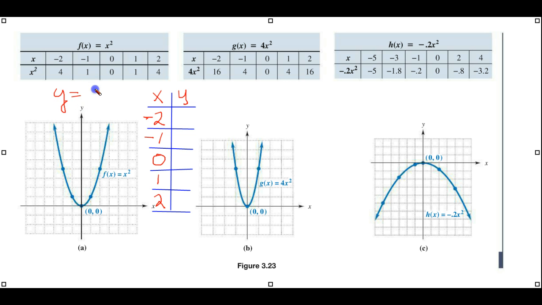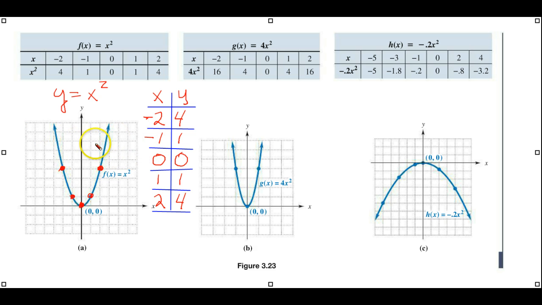And we can go y equals x squared. So we put our values of x out here, and then now we're just going to square these. Well, negative 2 squared is 4, negative 1 squared is 1, 0 squared is 0, 1 squared is 1, and 2 squared is 4. And of course that's what they have here. So when we plot this, we start with negative 2, we go up here to 4, negative 1, we go up to 1, 0 is 0, then a positive 1, and then a positive 2.